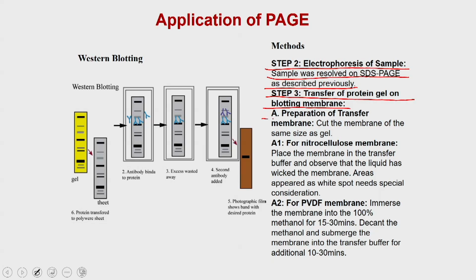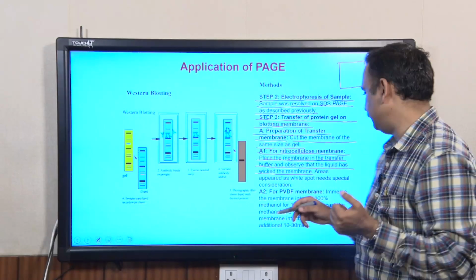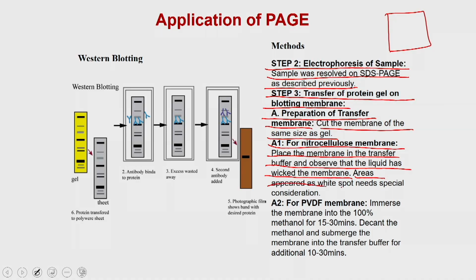In the first step, before you start the transfer, you have to prepare the membrane. You have to cut the membrane to the same size as your gel. For example, if you have a gel of 10 by 7, then you cut the membrane of the same size. Suppose you are using the nitrocellulose membrane, then you place the membrane in the transfer buffer and observe that the liquid wets the membrane. The areas that appear as white spots need special consideration. Sometimes you will see white color spots.